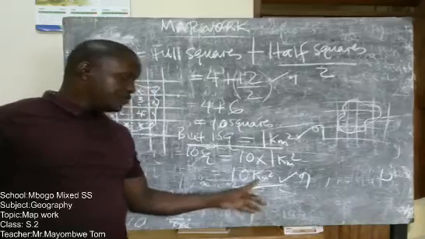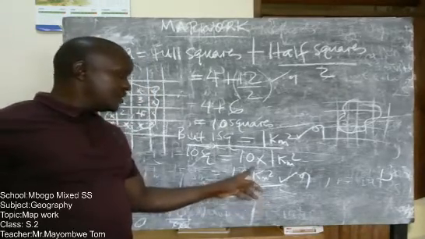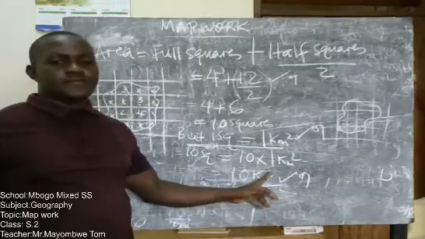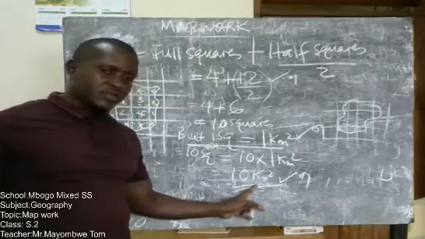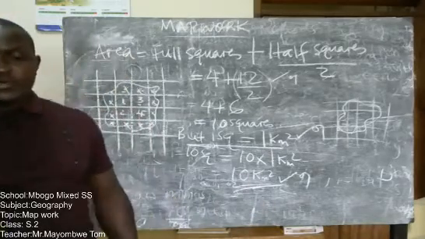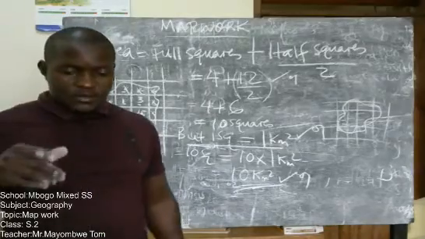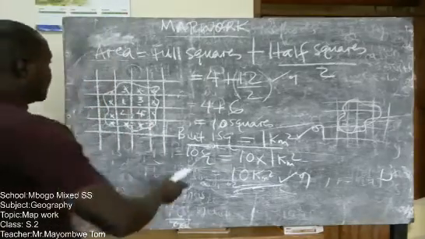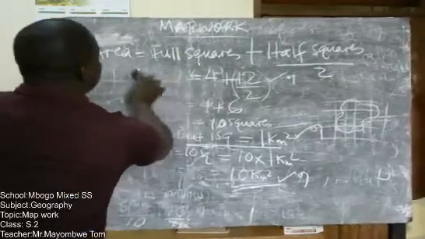Don't forget to put there the units. Area must be in kilometers squared. The units for area, kilometers squared. If you don't put there the units, you may end up getting no mark. Hope you have finished that, for calculating area.